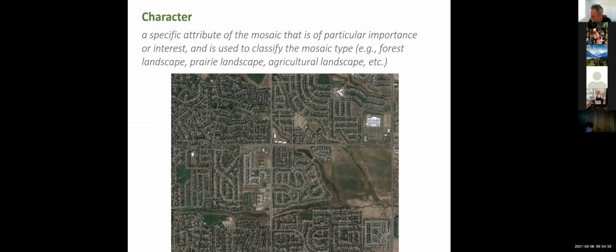And then finally, the character refers to a specific attribute of the mosaic that's of particular importance or interest, and that's used to classify the mosaic or landscape type. So terms like forest landscape, agricultural landscape, suburban landscape, like the one that's depicted in this image, this is obviously a suburban landscape, are used to describe the mosaic character. So that's kind of the generalized term that's used to describe the character of that particular mosaic. And typically that's closely linked to whatever that matrix happens to be.